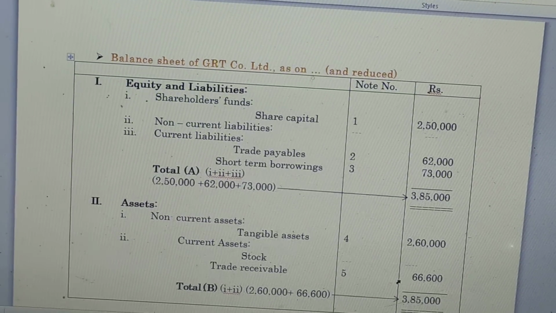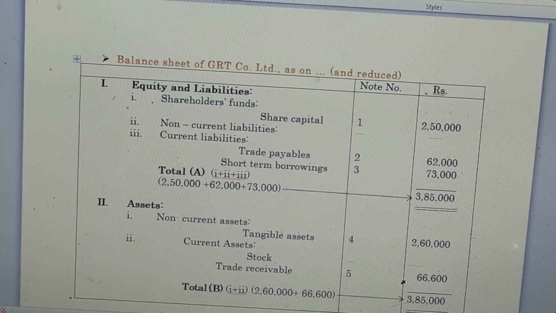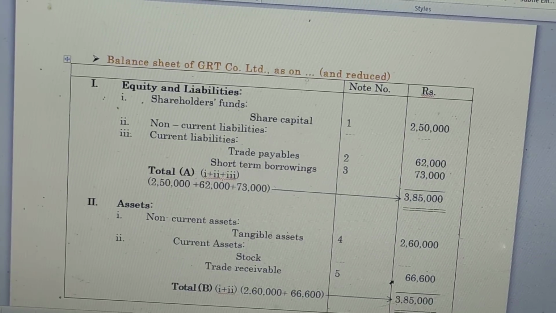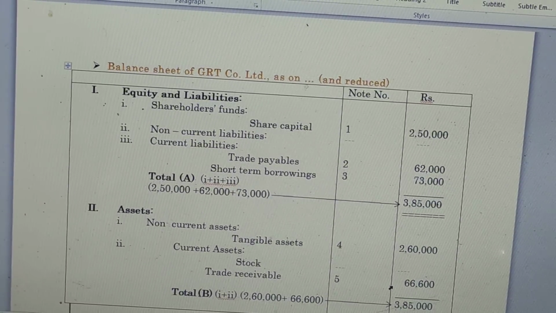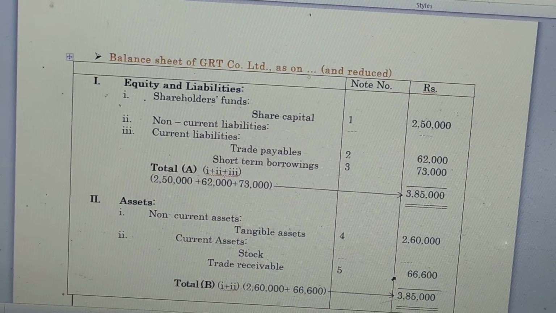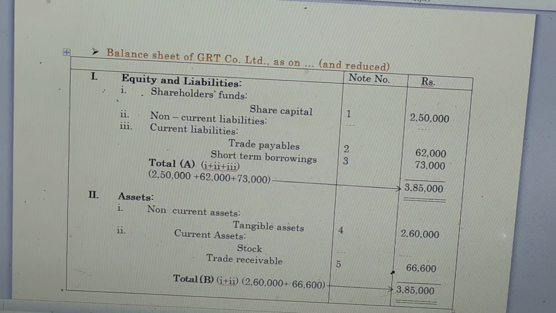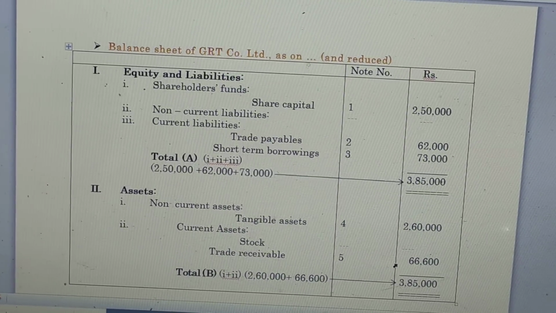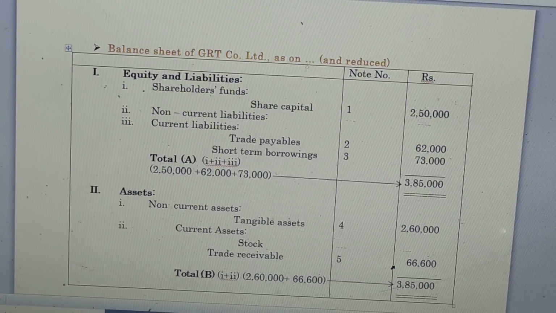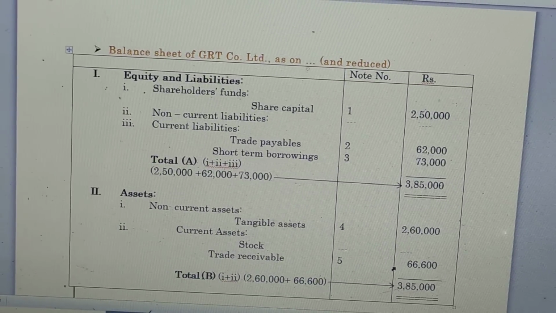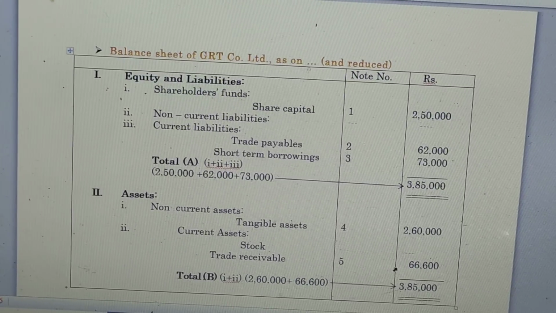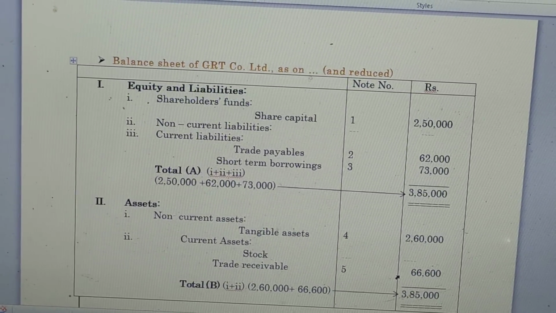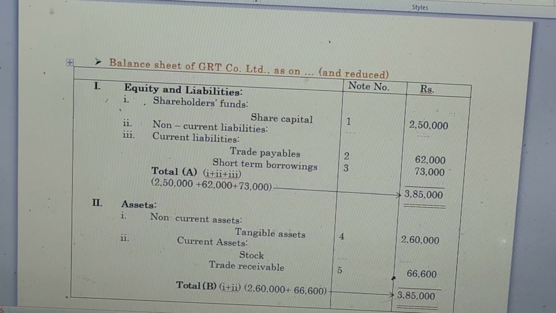And then we are going to prepare the balance sheet of GRT Company Limited as on 31st. There is no specific date in this question, and in brackets, reduced. So in the particulars column, we have to mention equity and liabilities. Under the equity and liabilities, we have to mention shareholders' funds. Under the shareholders' funds, we have to mention share capital. That is note number 1's heading, and 1 will be mentioned in the note number column. The note number 1 total is 2,50,000. We have to mention it in the rupees column.